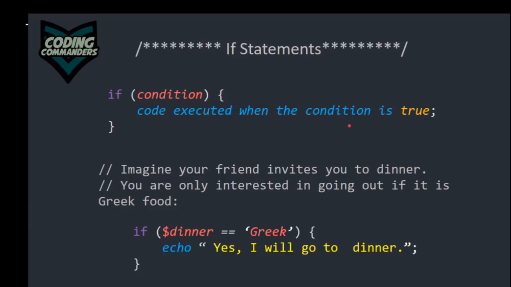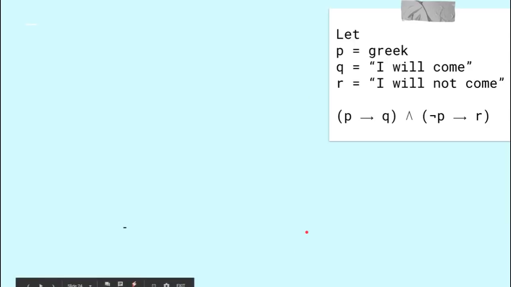And it's the same construct in JavaScript. It's pretty common here. This is where things get a little bit different than JavaScript, but I'm going to show you how it's easy once you know the base logic to write it in whatever language. If $dinner equals, or you could put 3 equals there, Greek, echo. In PHP, echo prints something: yes, I will go to dinner.